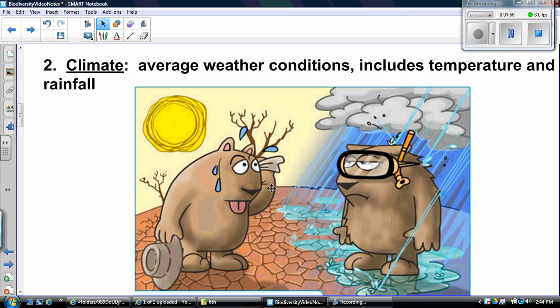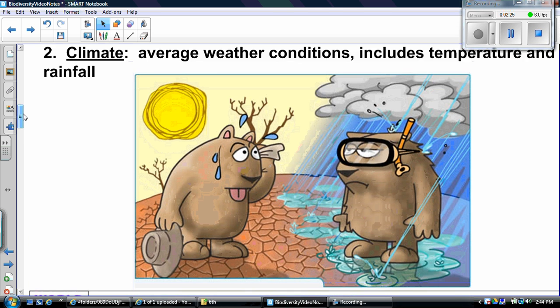So taking a look at this picture, this climate is obviously the desert climate. The average temperature is a lot warmer and drier. This climate that this guy's in, the average amount of rainfall or precipitation is a lot higher than this guy's. And it might be a little bit colder too. The average temperature might be colder because it looks like he has thicker fur.